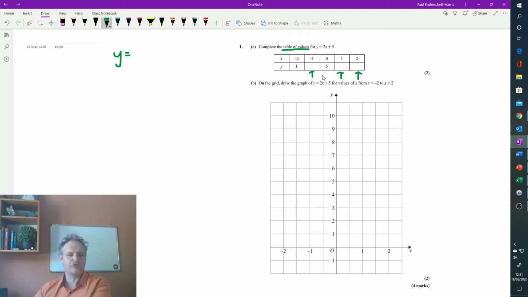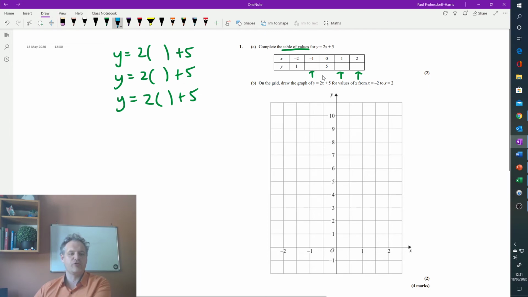Y equals 2 lots of -1 plus 5. Y equals 2 lots of 1 plus 5. And y equals 2 lots of 2 plus 5. Now, just in case there's any confusion still, what I'm going to do is put those in a different colour so you can see where they've come from. These are the input numbers that are at the top here. There, there, and there.